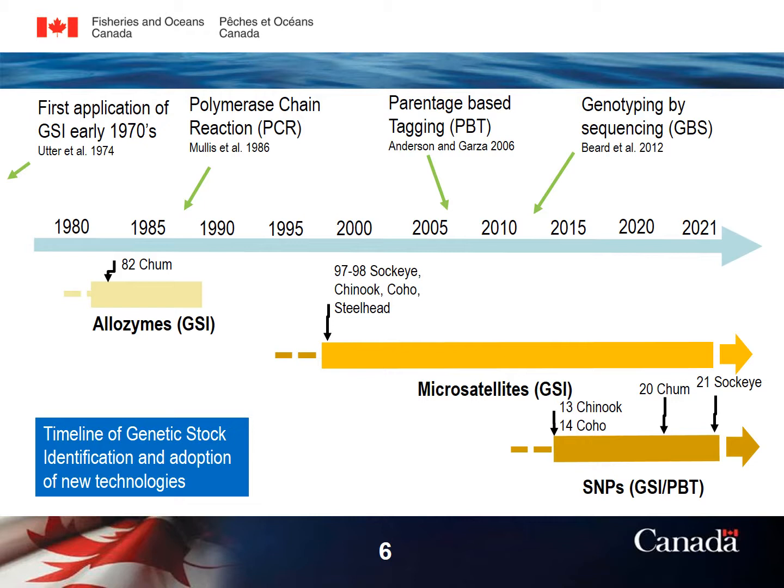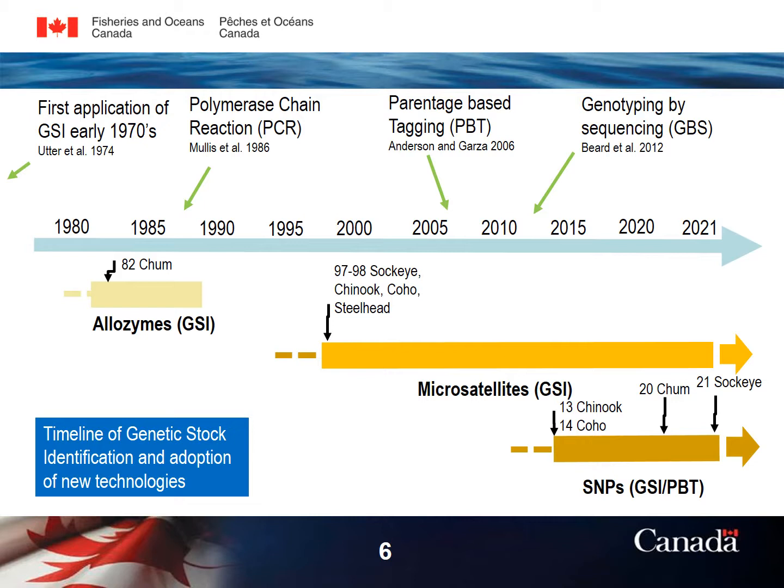Our lab started using allozymes in the early 1980s, and the application was to identify Fraser from east coast of Vancouver Island chum stocks in the Strait of Georgia. This was to allow terminal fisheries along Vancouver Island without impacting Fraser chum. The use of allozymes died out with the discovery of PCR. PCR, or polymerase chain reaction, was discovered in the mid-1980s by an American biochemist who won the Nobel Prize in Chemistry for this discovery.